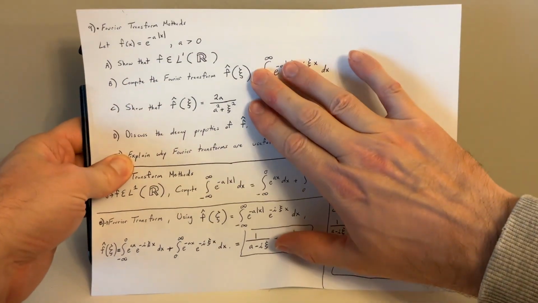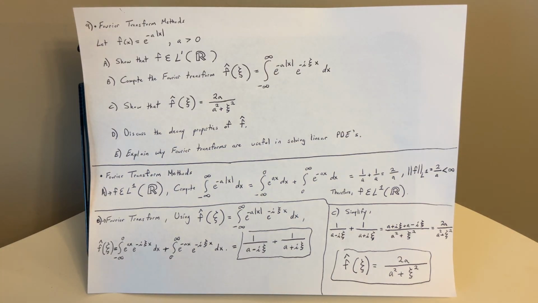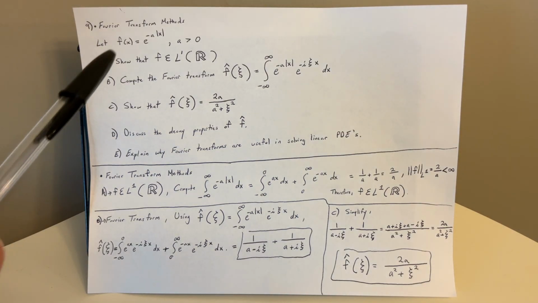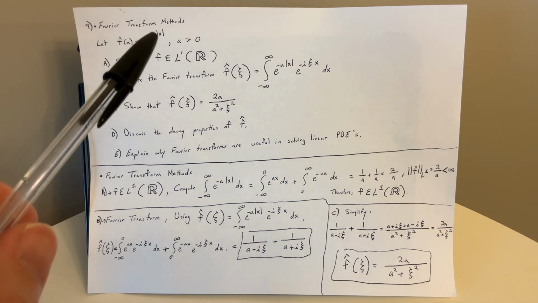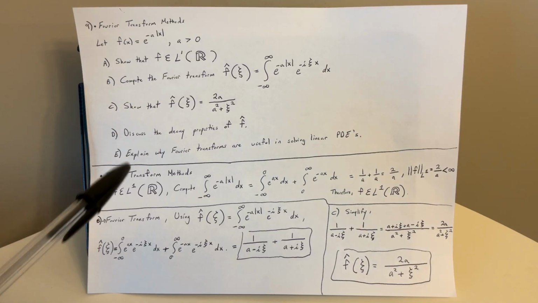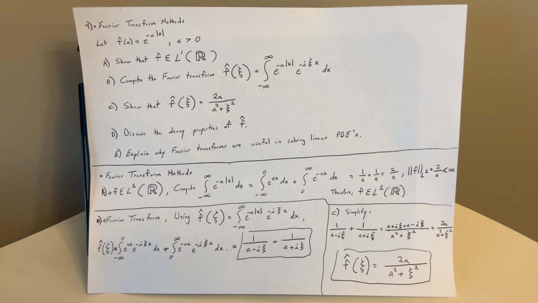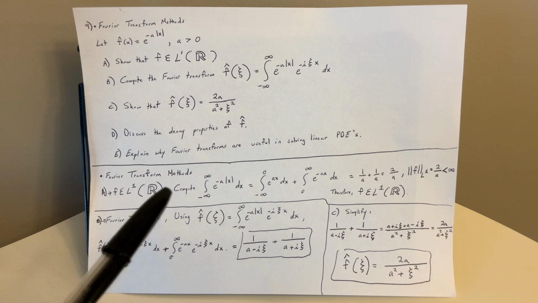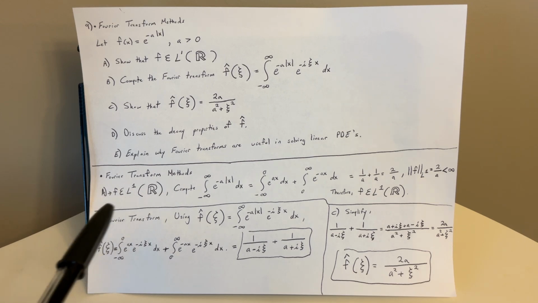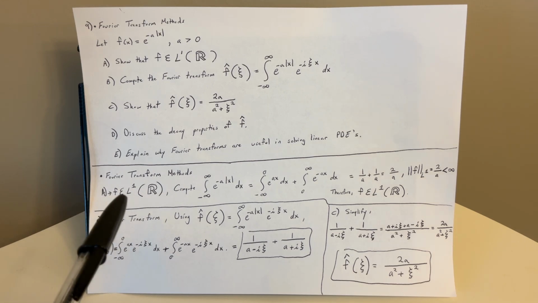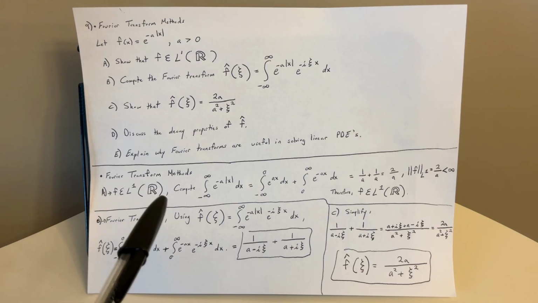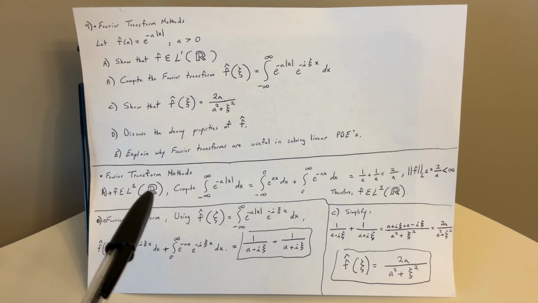Okay, Fourier transform methods here. Go through this quickly. Let f of x equal e to the negative a times absolute value of x, where a is greater than 0. Here are parts a, b, c, d, and e. Okay, so for number 9 here, Fourier transform methods, we're given here our element, f, the element in here.